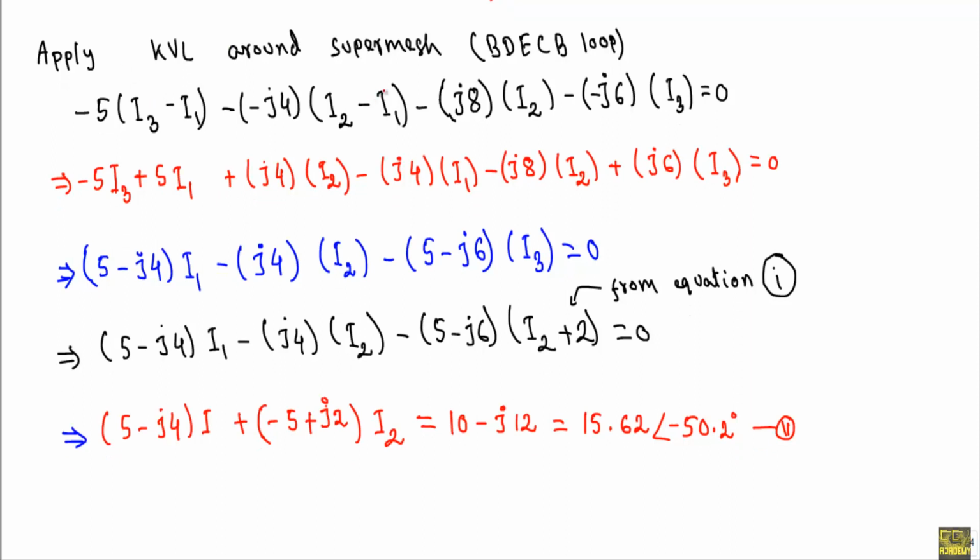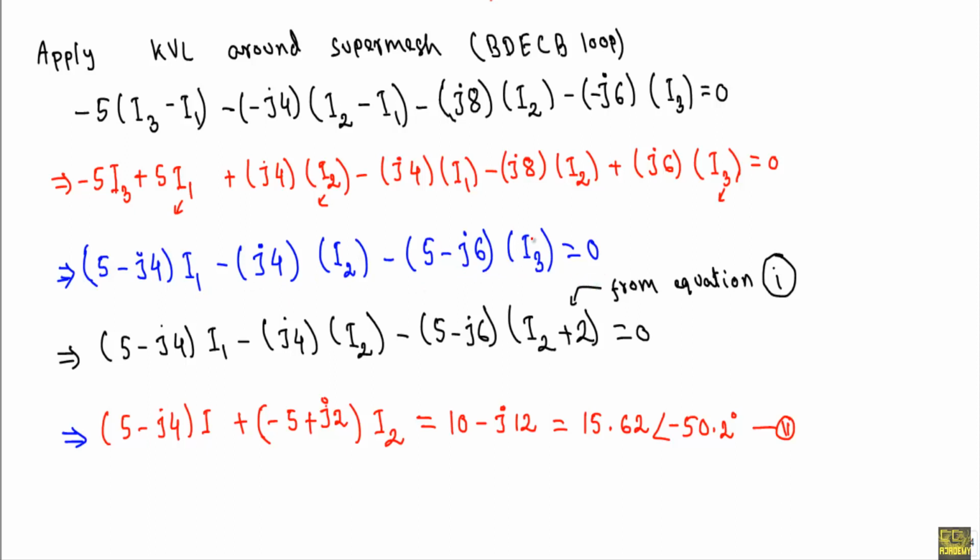So if I apply KVL around the supermesh, I will get minus 5 (I3 minus I1) minus J4 (I2 minus I1) minus J8 I2 minus J6 I3. If I expand, I will get minus 5 I3 plus 5 I1 minus J4 I2 plus J4 I1 minus J8 I2 minus J6 I3. Now if I separate out the coefficients of I1, I2 and I3, I will get (5 minus J4) I1 minus J4 I2 minus (5 minus J6) I3 equal to 0.